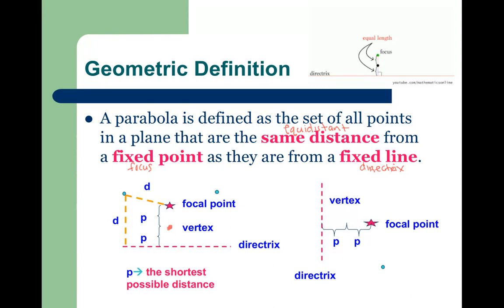So if you take a look up here, this is pretty interesting, how a parabola is formed. Is it going to do it?